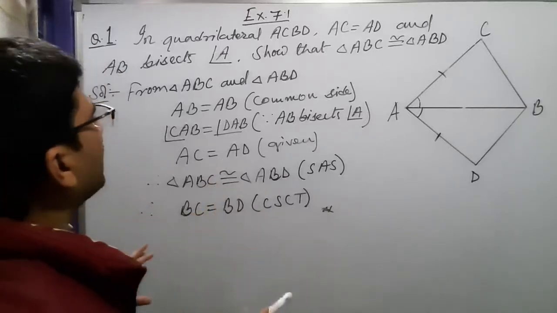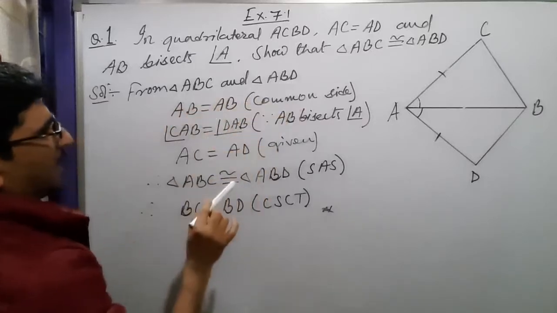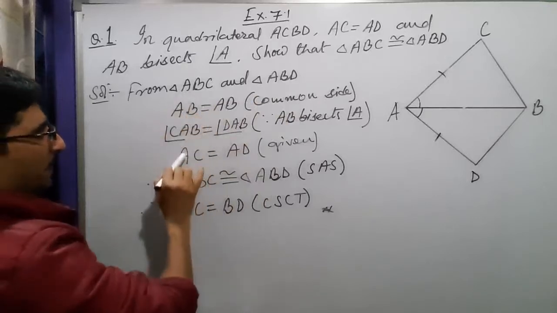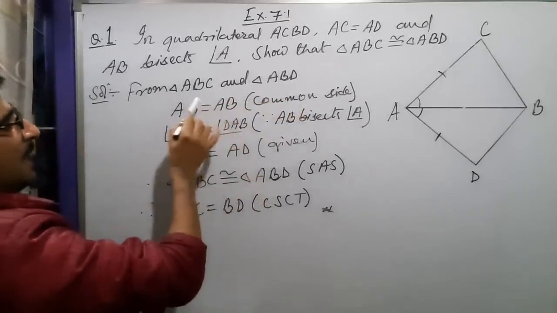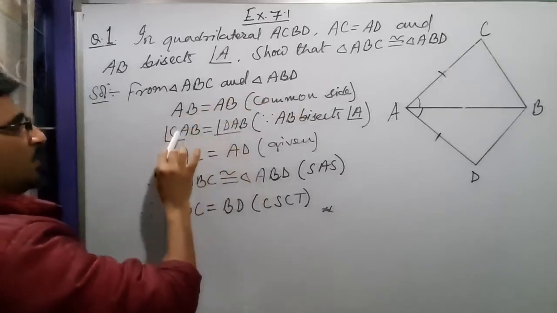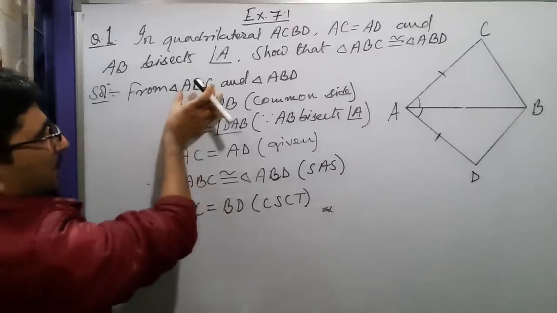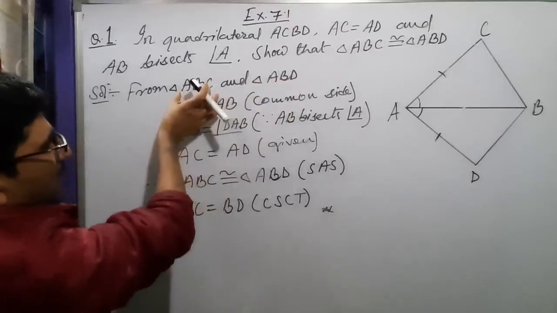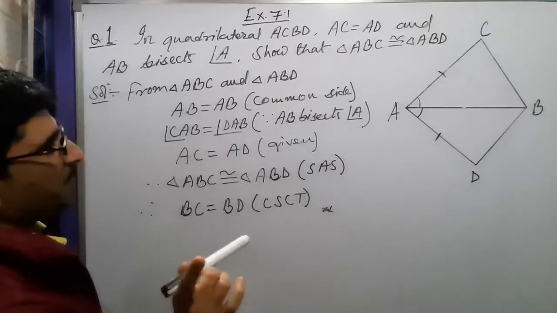A very important part. We have written ABC first and ABD second. It is better to always write the part of ABC first and then the part of ABD second. We will not write angle DAB equal to CAB, or AD equal to AC. It is better to write the parts of the first triangle first and the parts of the second triangle second. That part is very important.